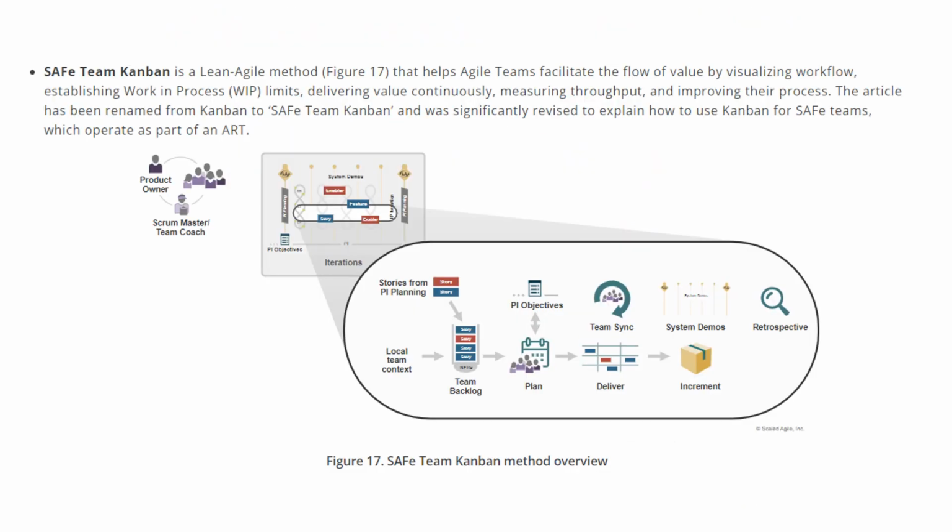There's a new Lean-Agile method called Safe Team Kanban, right? It helps agile teams facilitate the flow of value by visualizing the workflow, establishing the WIP limits, delivering value continuously, measuring the throughput, and improving their process. The article has been renamed from Kanban to Safe Team Kanban and significantly revised to explain how to use Kanban for SAFE teams, which operate as part of an ART. It was also revised with the new concepts of the 8 flow accelerators and everything.